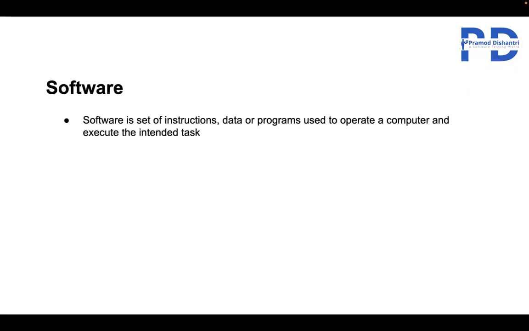Software is a set of instructions, data, or program used to operate a computer and execute the intended task, right? As you understand, the software does not understand our language. So there is machine language, which software understands. So these are the data, programs, and instructions.